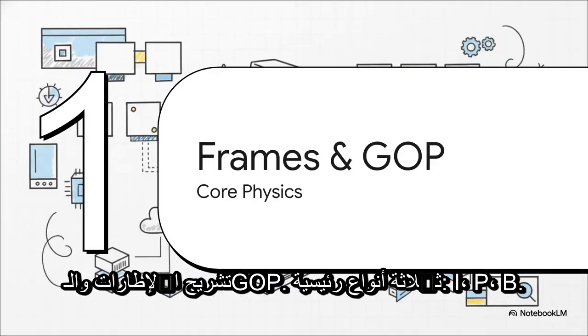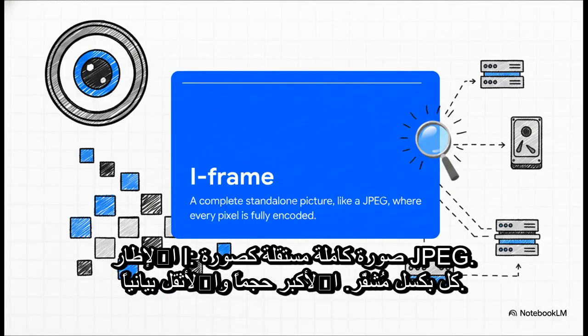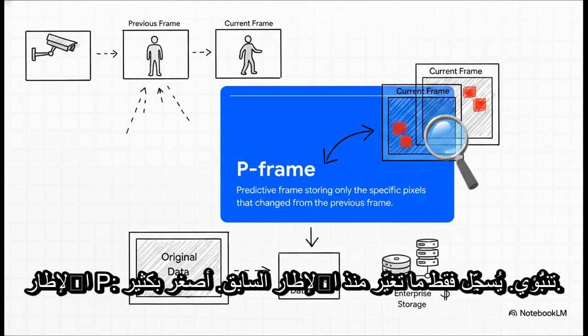Anatomy of frames and GOP. To solve this massive bandwidth problem, we first need to deconstruct the core physics of compression. It really all comes down to 3 specific types of frames: the I, P, and B frames. First up, we start with the I frame. Think of the I frame as your absolute baseline. It's a complete, standalone image, very much like a standard JPEG picture. Because every single pixel is fully encoded and processed, it's the largest and most data-heavy frame type your camera is ever going to produce. Next in line is the P frame.